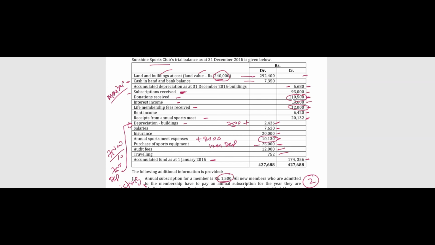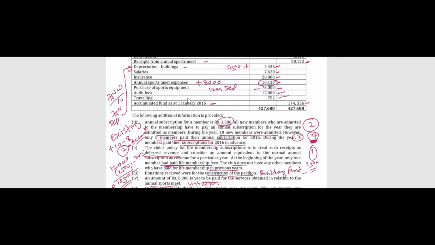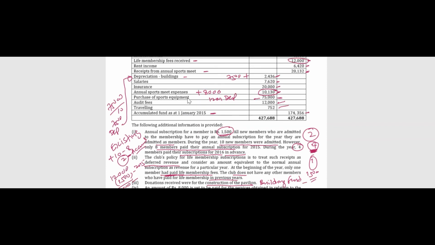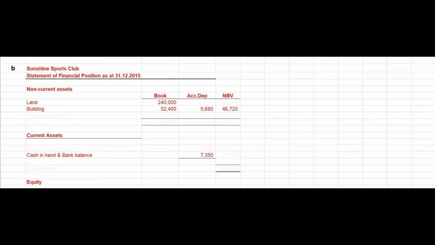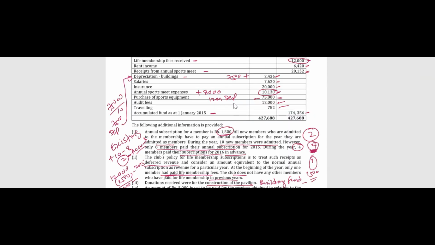Then donation received 110,500. So this is for the pavilion, okay, construction of the pavilion. So until it is done, it will be shown as a building fund. It will be shown in the balance sheet under equity. Under equity, you can show, just leave a space for the accumulated fund adjustment. The building fund is 110,500. Then next move on to the other item.